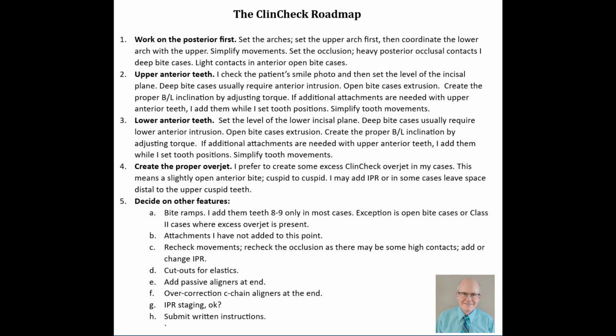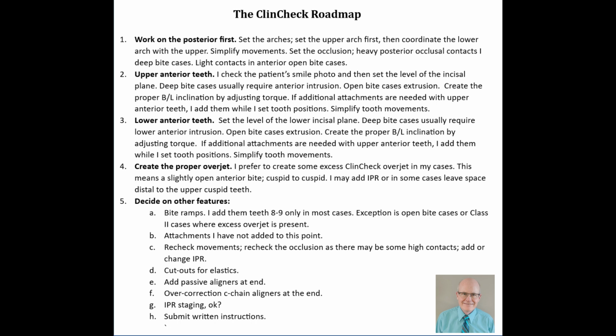The next step is to create the proper overjet. Most cases require some excess overjet in ClinCheck, especially for the initial treatment plan or the treatment plan for the initial set of aligners. If you don't do this, there's a pretty good chance you may end up with premature anterior contacts at the end, and you don't want to see that, okay? So I prefer to create excess overjet in my cases. This means a slightly anterior open bite, cuspid to cuspid. Now to get this, I may add IPR, or in some cases I may leave space distal to the upper cuspid teeth. Again, it's important to create this in the initial set of aligners.